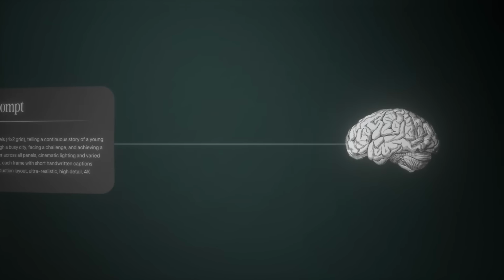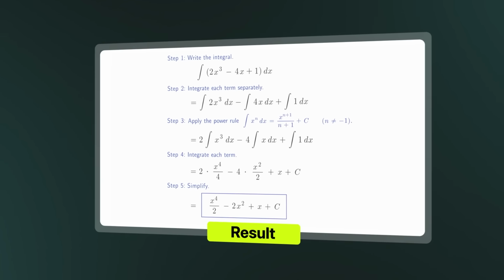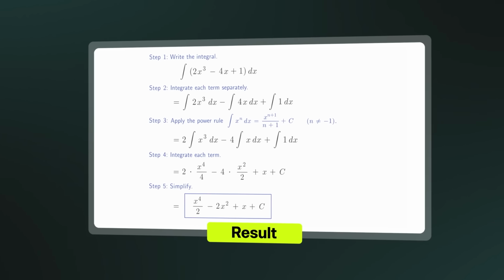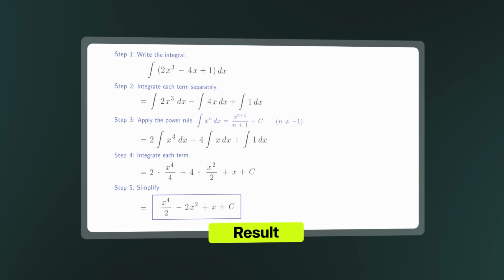GPT Image 2 comes with thinking mode, and that's the big headline feature. Instead of just generating right away, the model actually reasons through your prompt before it outputs anything. To show you what I mean, I typed a difficult math question as the prompt, and the result genuinely shocked me. It gave the exact steps to solve it. The output is more precise, more structured, and it handles complex prompts way better than before.